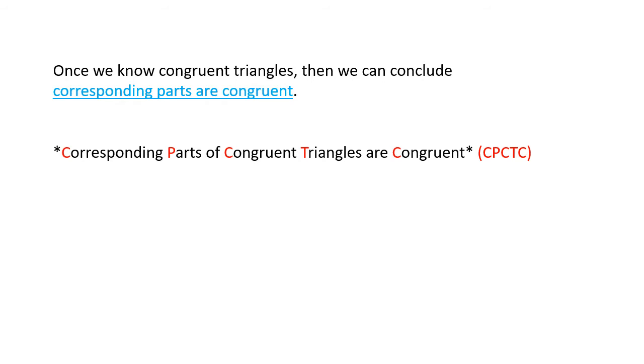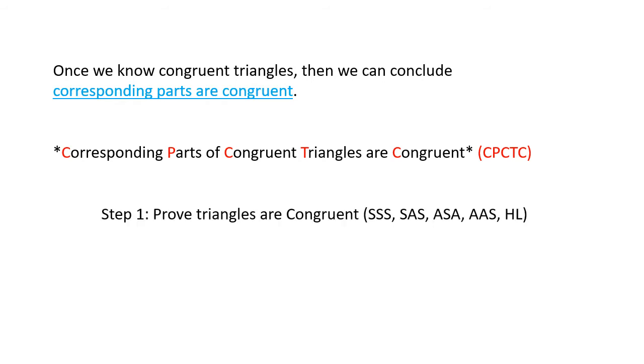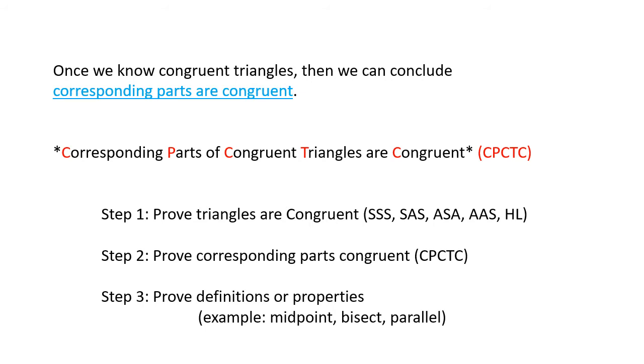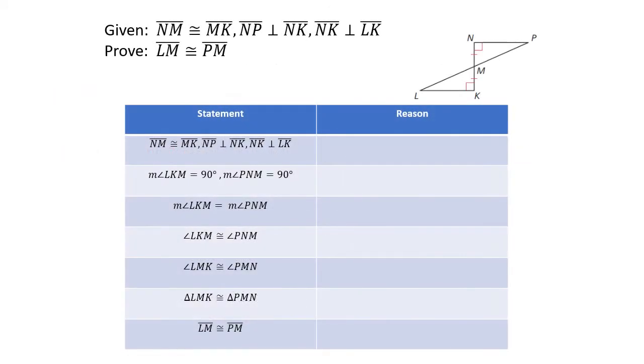So the steps we're going to take today, step 1 is we're going to prove our triangles congruent by all of our side properties. Side, side, side, side, angle, side, angle, angle, side, or hypotenuse leg. Once we've taken step 1, then we can prove the corresponding sides are congruent by CPCTC. Sometimes, on step 3, we might have to prove definitions or properties. Today we will not be discussing that, but tomorrow we will. Okay, let's look at our first proof.